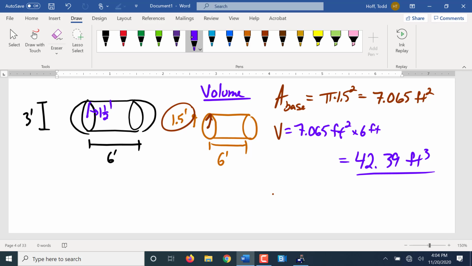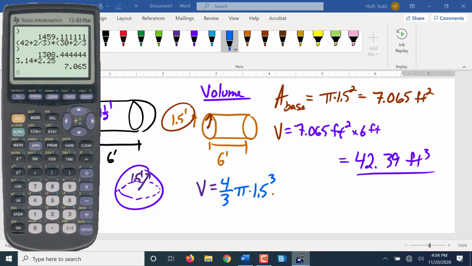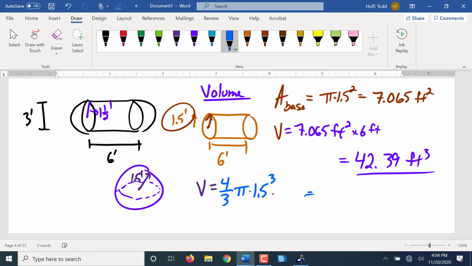For the sphere, that is just one complete sphere with a radius of 1.5 feet. How do I find the volume of that? This is that ugly formula that we gave you a couple days ago. 4/3 times pi times radius cubed. So to put that in the calculator, it's just 4 divided by 3 times 3.14 times 1.5 cubed. 14.13 cubic feet.